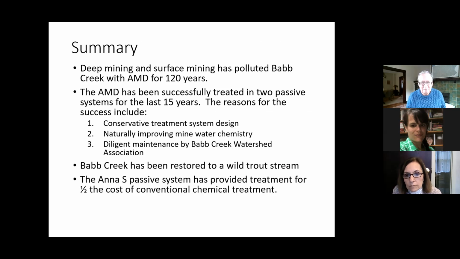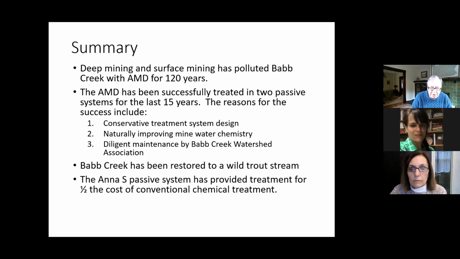treatment. So the summary is Babb Creek's been hammered by acid mine drainage for over 100 years. It's been fixed. And the reason it's been fixed, in my mind, has to do with the treatment system being designed very conservatively and very carefully, and that was important because we've survived hurricanes. We've survived muskrats, and vandalism. We've survived lots of things up there.